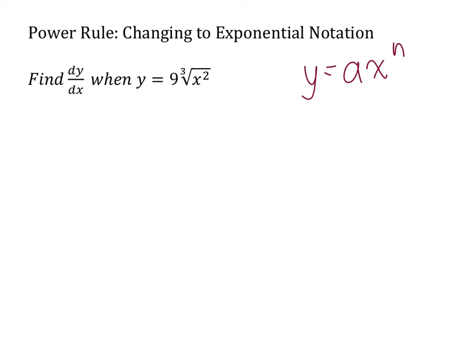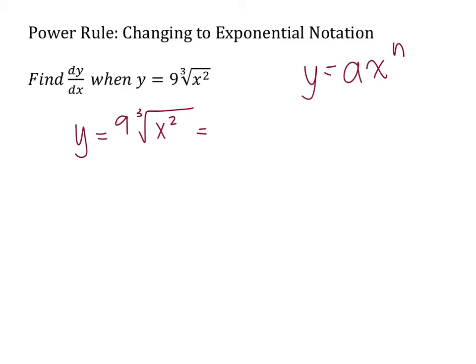So we want to force it from 9 times cube root of x squared to a number in front times x raised to an exponent. And this is something that we went over in the first week of classes when we looked at different strategies in algebra that we're going to need for calculus. So first thing I'm going to do is find the equivalent of this function. So we have 9 times the cube root of x squared.